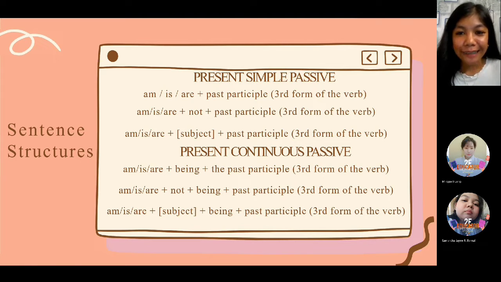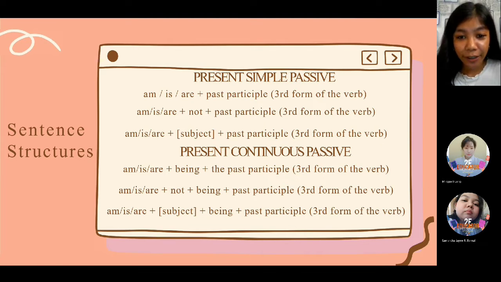In the present simple, the passive is am, is, are, plus the past participle or the third form of the verb. Making a negative present simple passive form, you just need to insert the word not between am, is, or are, and the past participle, or use the contracted forms isn't and aren't. To make a question in present simple passive, swap the subject and is or are. The structure for asking questions in present simple passive is is, are, plus the subject, plus the past participle.